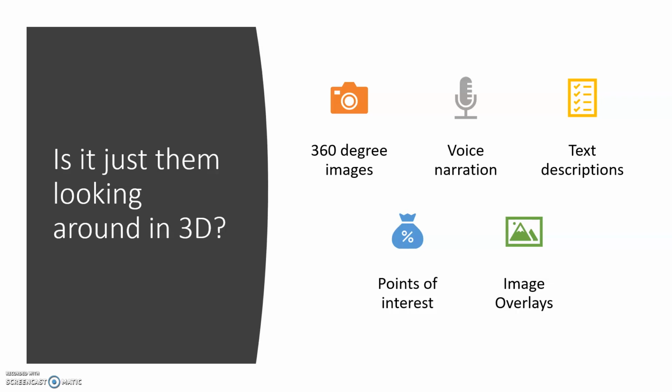The tool also includes text descriptions, so if you wanted them to see something specific, there would be text. You could have points of interest to make sure that the students are looking at a location that you want them to look at, not just looking all over the place. And you can even put some image overlays, so in addition to the 360-degree images, they could still see their own regular 2D images as well.